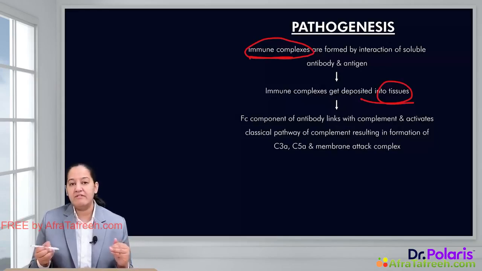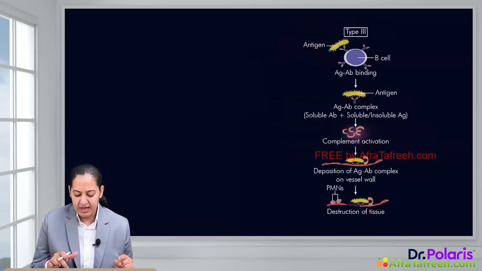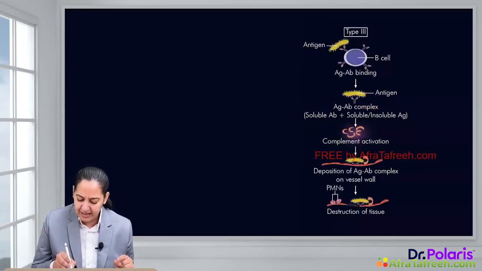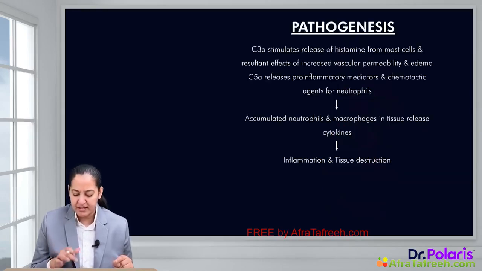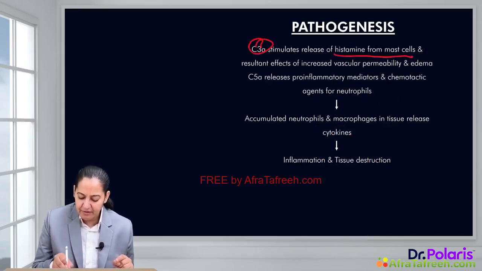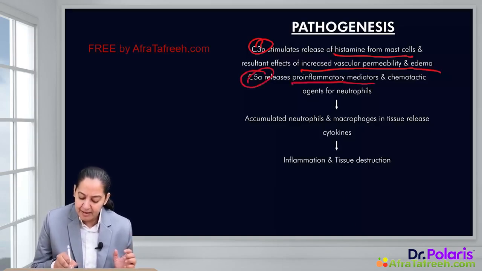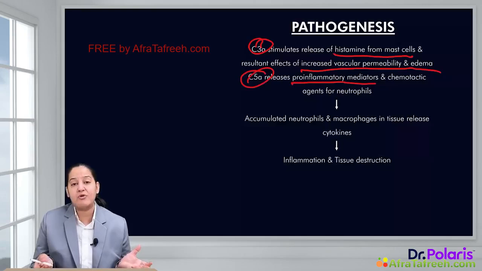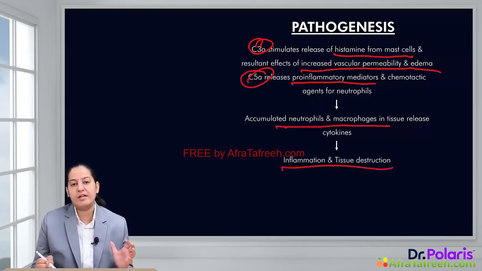After depositing in the tissue, they will fix the complement, they will activate the complement, C3a and C5a. So here C3a and C5a will get activated. You can see here antigen antibody complexes are formed. They are going and depositing over the tissue and they are activating the complement. Now C3a stimulates the release of histamine from the mast cell, which results in increased vascularity and edema of that particular organ in which the antigen antibody complexes are present, and C5a releases the pro-inflammatory mediators that will attract the neutrophils and macrophages and cause inflammation and tissue destruction of that particular tissue where antigen antibody complexes are deposited.